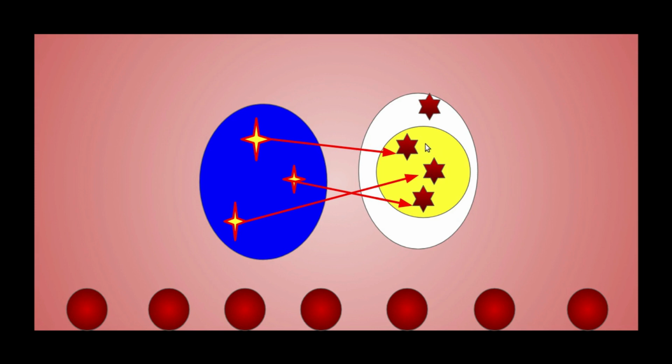Now when the range is equal to the codomain, the function becomes an onto function. Here this function is not onto because this element has no preimage. When this yellow part covers the white part, that is, range is equal to codomain, then this function becomes an onto function.